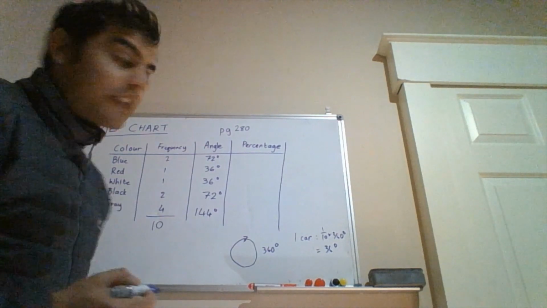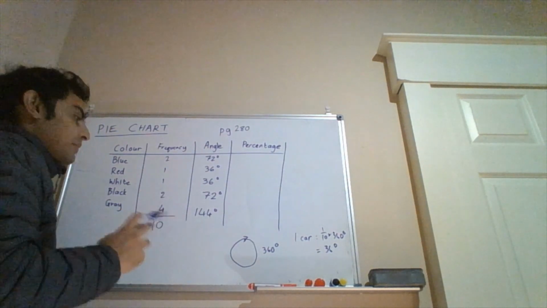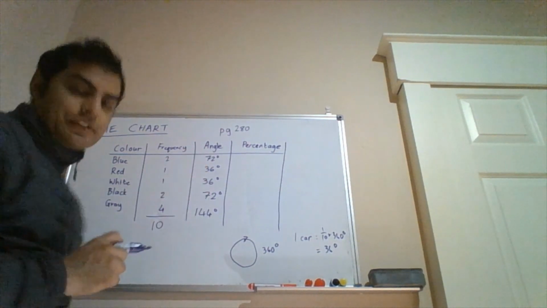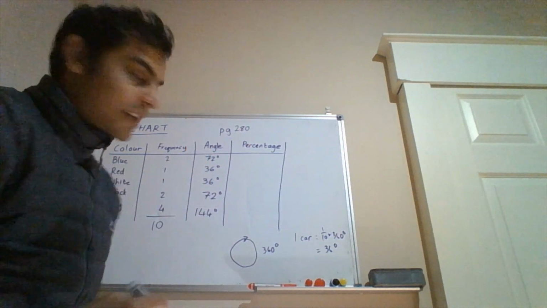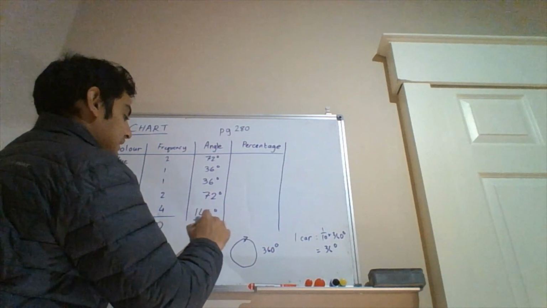Now, as a quick check, if you're not sure about the size of your sectors, you can add all these angles together and just double check you get back to 360 degrees.